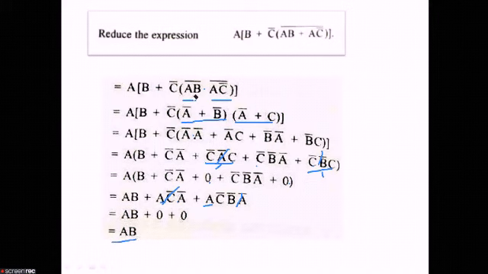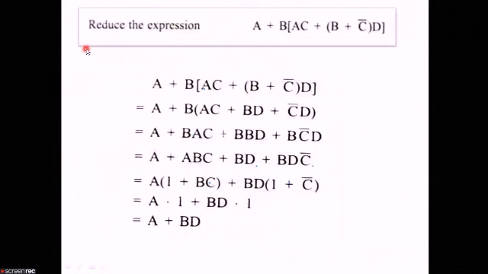Now how we are getting this is, first we are applying De Morgan's theorem. That's why De Morgan's theorem is such an important theorem in Boolean algebra. First we are applying De Morgan's theorem, then we are applying the other laws, like C bar dot C. Then we have applied the distributive law, we have multiplied it. All these laws we have applied and found the result. That is, we have found that the result is A dot B. So reducing the expression gives A dot B.